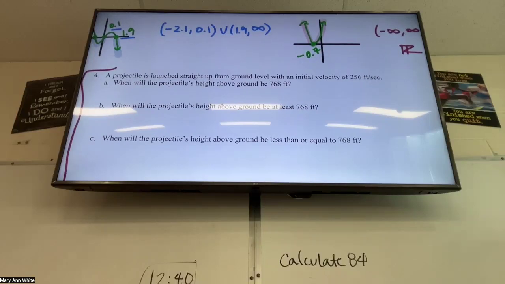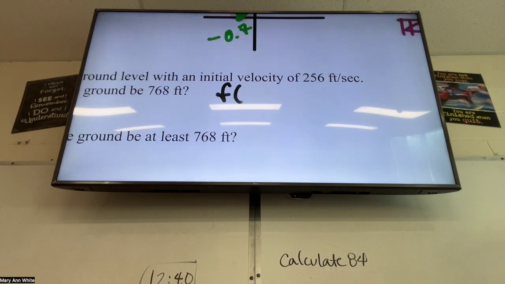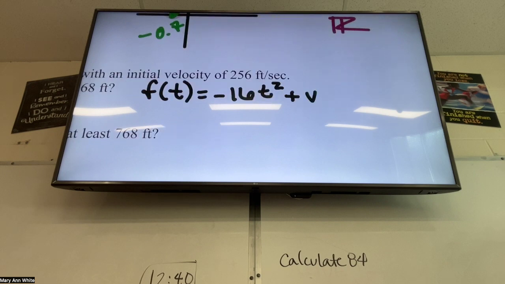It says a projectile is launched straight up from ground level with initial velocity of 256 feet per second. A projectile is like we're throwing a rock in the air. We're launching a rocket. We're throwing a ball. I'm throwing something. That's what a projectile means, okay? The general equation for this goes f of t, so function in terms of time, equals negative 16t squared plus v sub 0 times t plus s sub 0. Okay, that's your general equation.